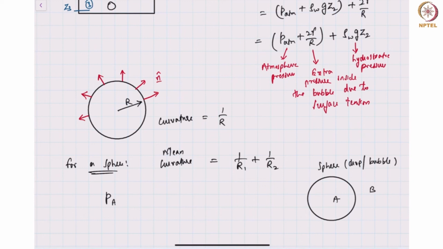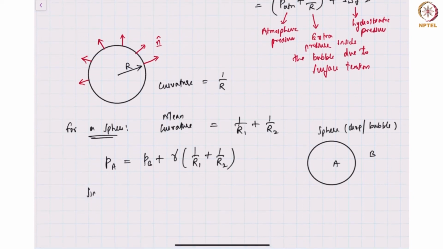PA is equal to PB plus, the generalization of surface tension. We saw 2 by R. Instead of 2 by R, the generalization would be 1 by R1 plus 1 by R2. Since R1 is equal to R2 for a sphere, because everywhere the radius is the same, PA is equal to PB plus gamma times 2 by R. That 2 by R is the mean curvature.